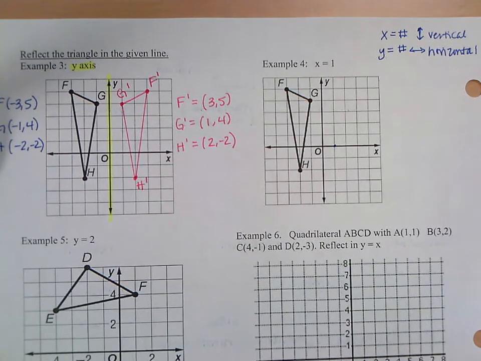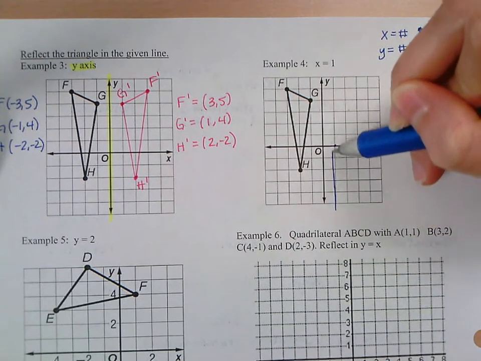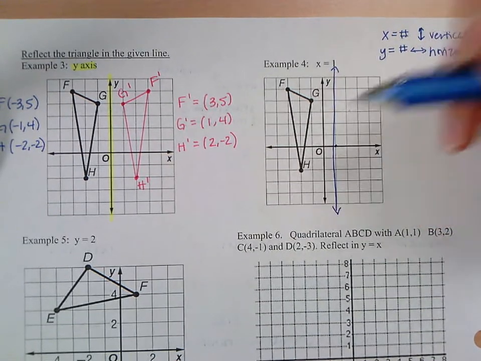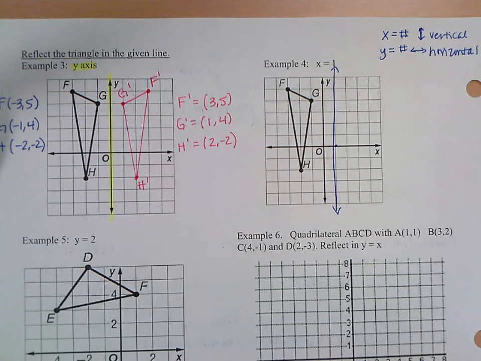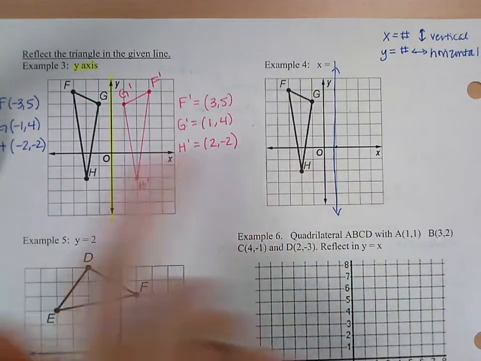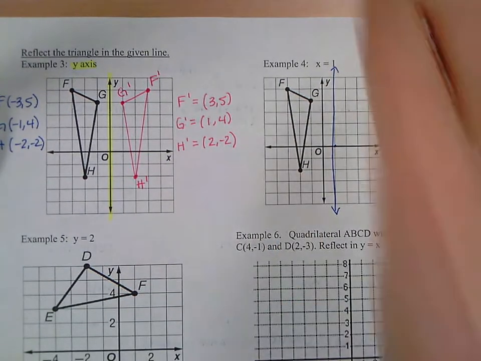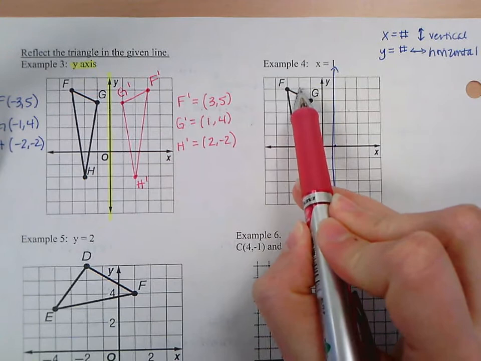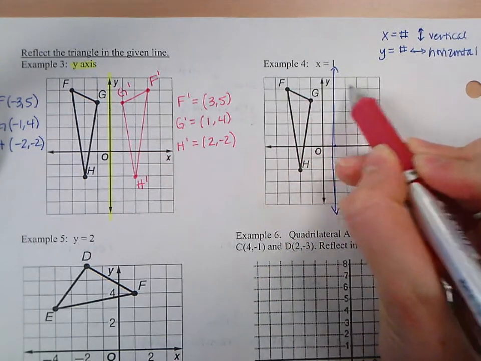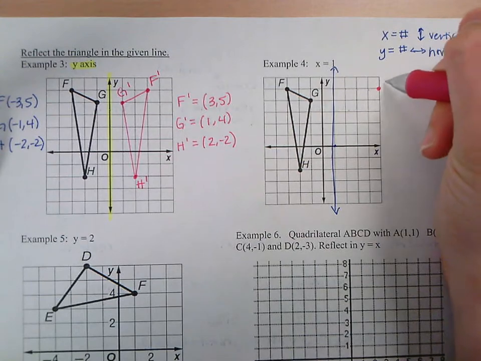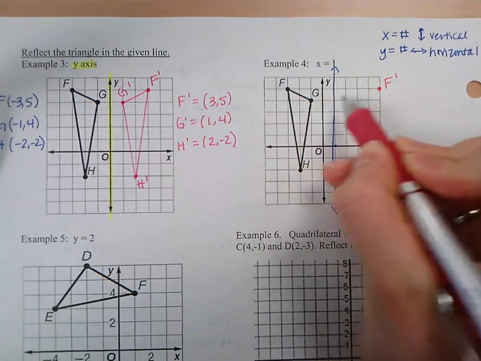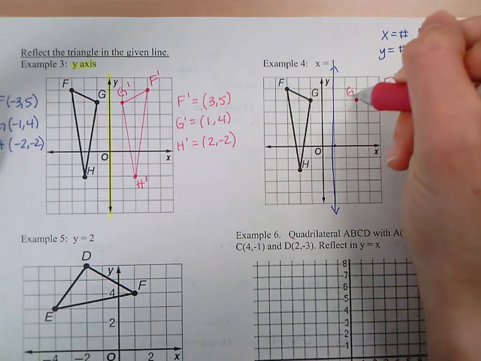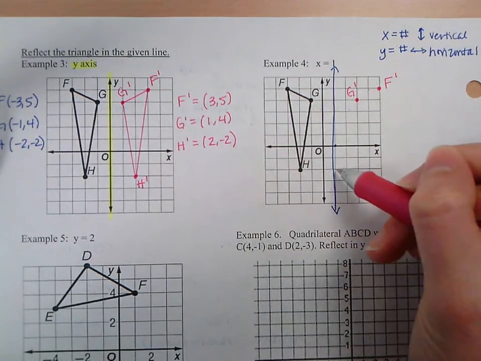So here I would actually want to draw in the line x equals 1, so that's a vertical line. I would recommend drawing it in, and then I reflect over that. I'm not going to label F, G, and H again because it's the same as in example 3, but I am going to have you label F prime, G prime, H prime because they'll be different. So now F is 4 units away from that line. G is 2. And H is 3.